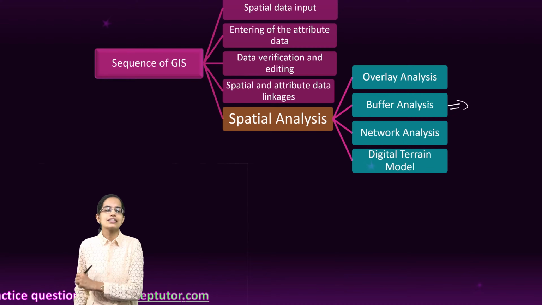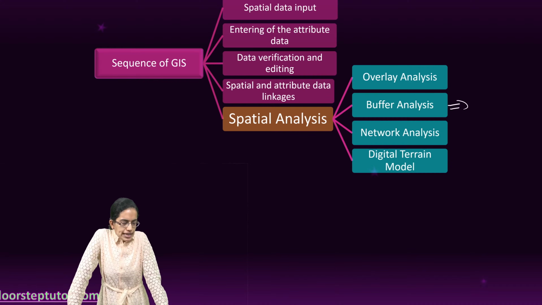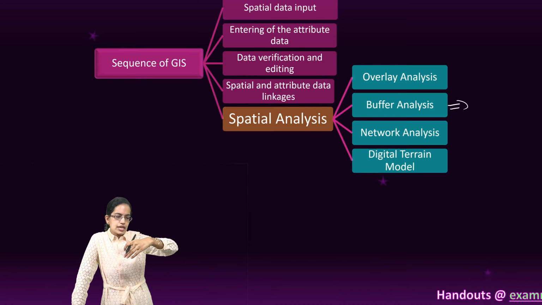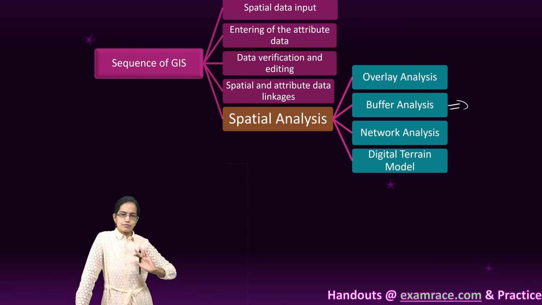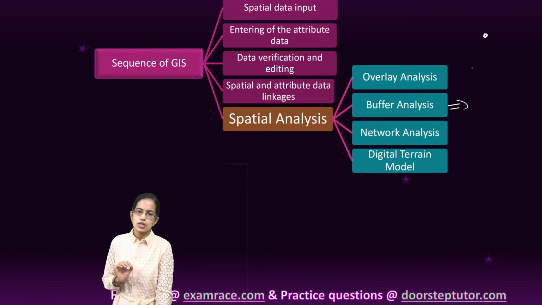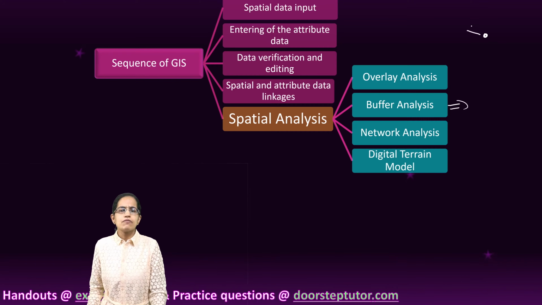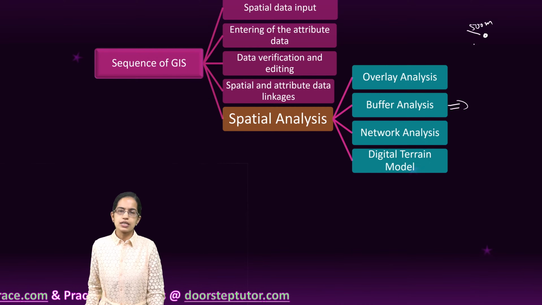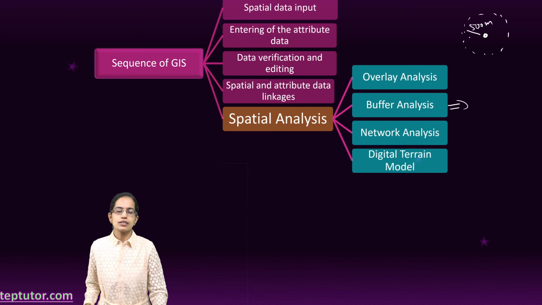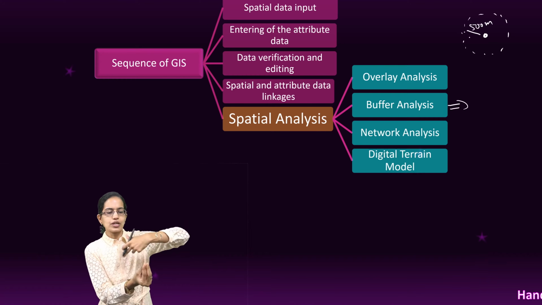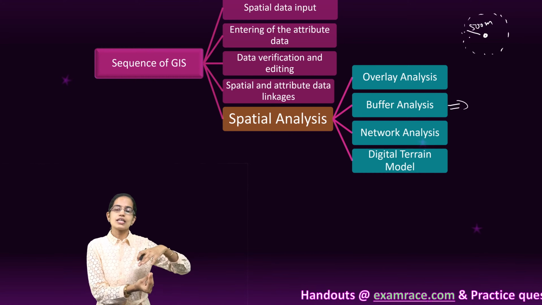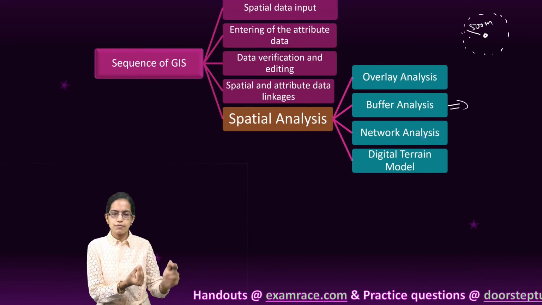The next is buffer analysis. Buffer analysis means near a certain place, what is a specified distance around that place. For example, I have a tube well in a village. I say people within the radius of 500 meters can get water from this well. So this becomes my buffer. So this well and a 500 meter radius across it is the buffer area. These are the people which can be served with this well.